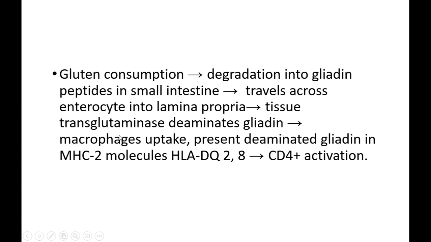This deaminated gliadin will be taken up by macrophages or antigen presenting cells to present it in the MHC2 molecule in susceptible people. So there is genetic predisposition. Not every person who takes gluten will develop celiac disease, only genetically susceptible people with HLA DQ2 and DQ8.